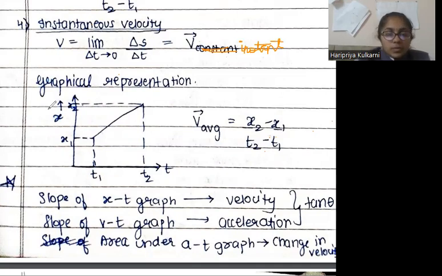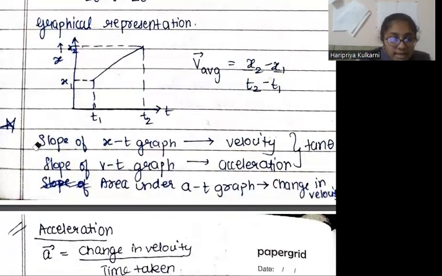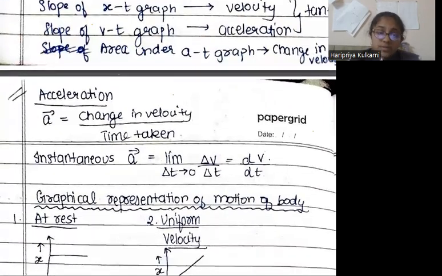Now, coming to graphical representation of velocity and speed. The slope of the x-t graph, that is the distance-time graph, gives us velocity. The slope of the velocity-time graph gives us acceleration. And the area under the acceleration-time graph gives us the change in velocity. These are very, very important points that can also be asked in MCQs.